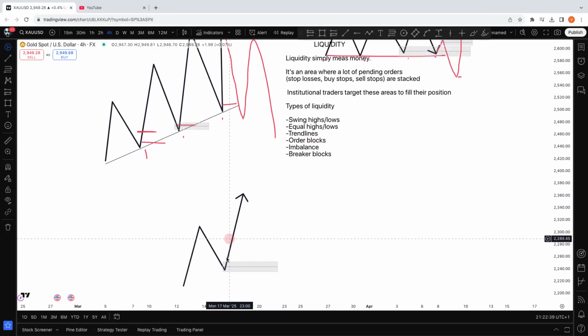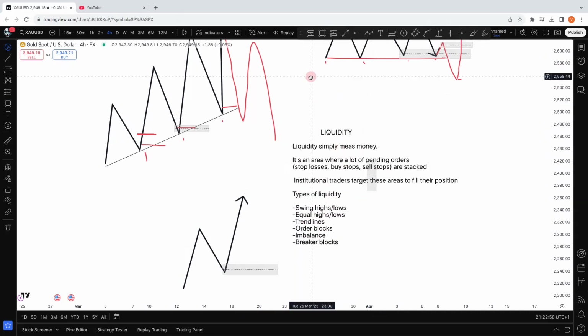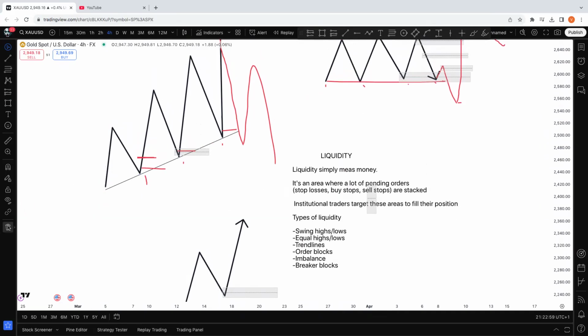So we are going to talk in detail about order blocks, so I'll not go into detail right now. Then we also have imbalances, right? And we're also going to talk about breaker blocks, right? But all of these zones here are where price picks liquidity in the market, right? So let's quickly go to the next concept.